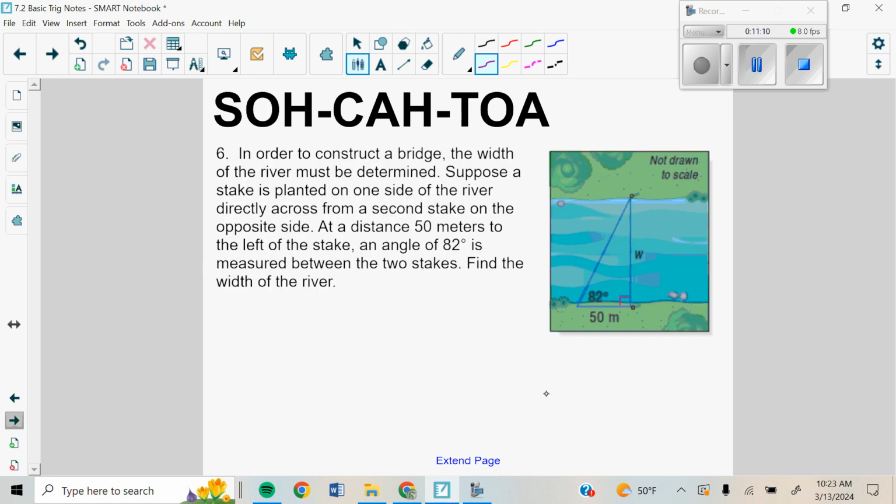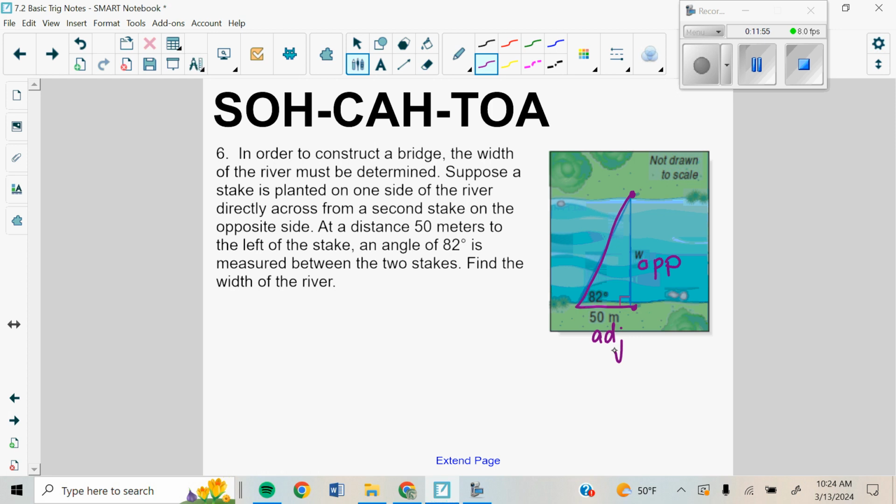All right, let's go ahead to the word problem. SOHCAHTOA is up on the top, so we're going to remember to use that. It says, in order to construct a bridge, the width of the river must be determined. Suppose a stake is planted on one side of the river and directly across from the stake on the opposite side, at a distance of 50 meters to the left of the stake, the angle is 82 degrees measured between the two stakes. Find the width of the river. Really the picture is what helps us with this one. We have two stakes. They are right across from each other. And then we went 50 meters to the left, and that created an 82-degree angle. We need to find W. So W is my opposite, and 50 is my adjacent.